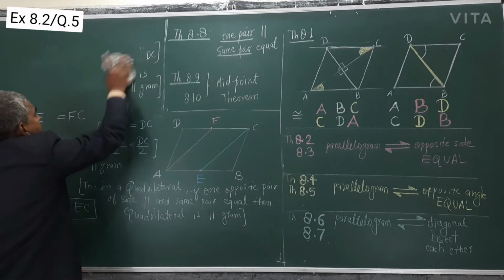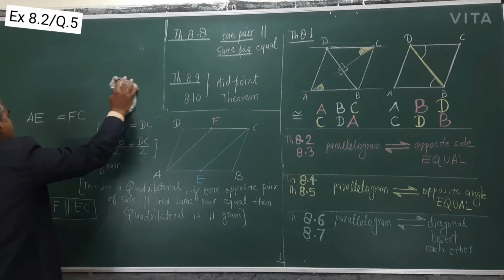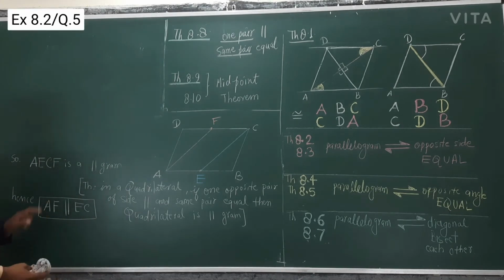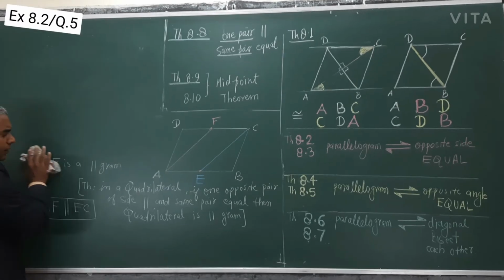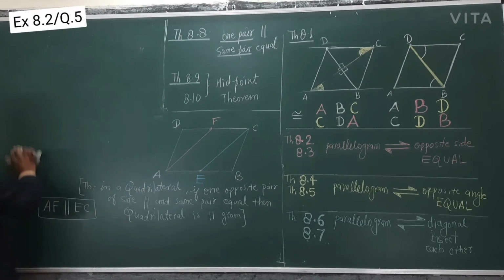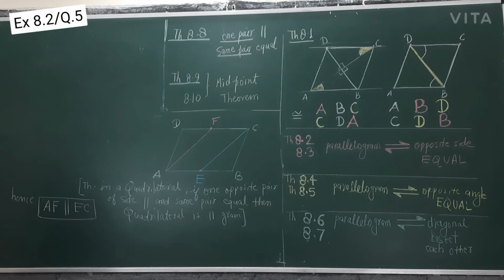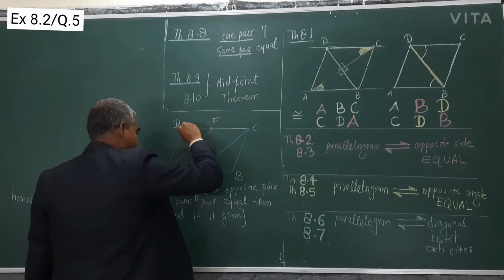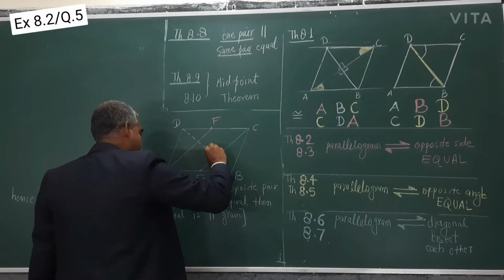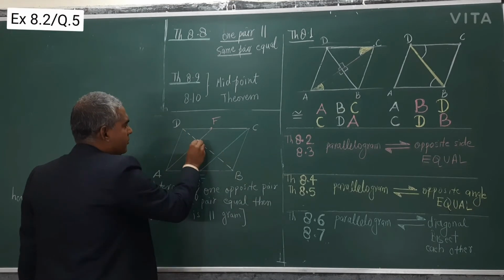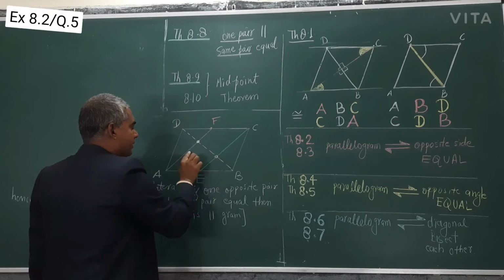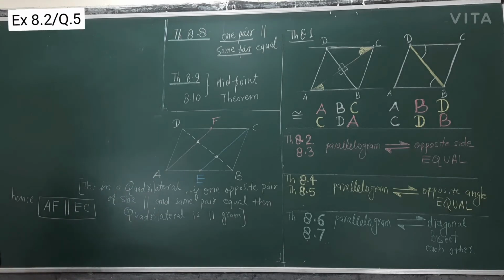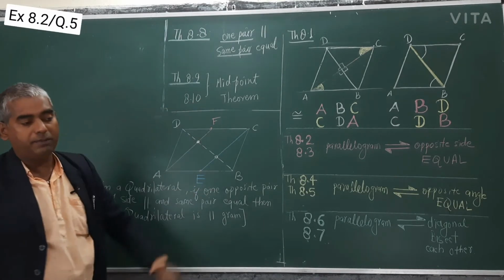I will erase this. Actually, we have a target to prove this. We have done it. Then the question is to prove that when you draw DB, DB is trisected by these parallel lines. The proof is very easy: midpoint theorem. We will use the midpoint theorem.